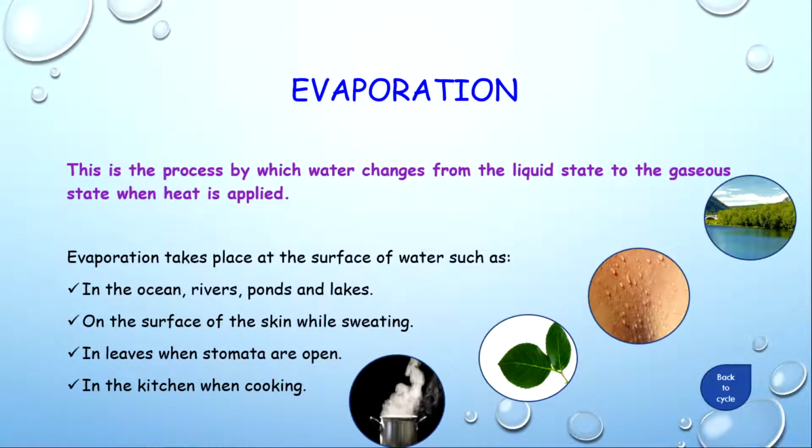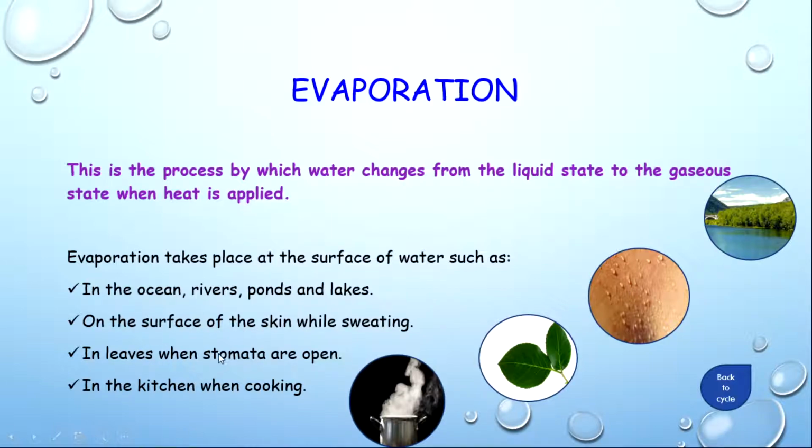Evaporation is a process by which water changes from the liquid state to the gaseous state when heat is applied. So notice this is governed by a heating process. Evaporation takes place at the surface of water, only at the surface. Where can this happen? It can happen in the ocean, lakes, ponds, streams, and rivers. It could also take place at the surface of our skin when we're sweating. While we sweat, water can evaporate from our skin.